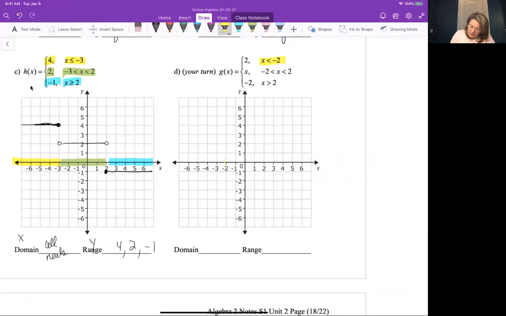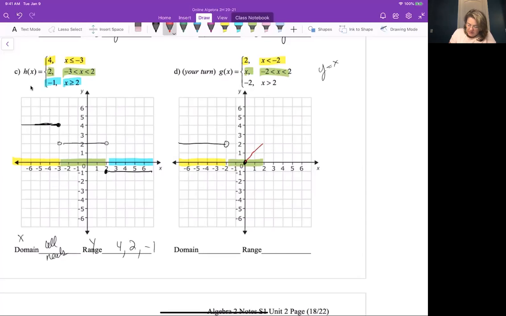X is less than -2. Go to the left. I have to have a y value of 2. Does not include -2. Looks like that. X is -2 all the way up to a +2. I have an equation of y equals x. So I have an intercept of 0 because b is 0, and I have a slope of 1. Oh yeah, that'll work. Why not?